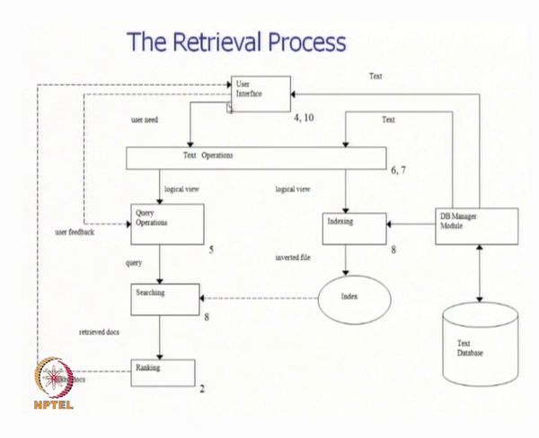Okay, so, proceeding with the material. The retrieval process happens in this way. The user interface takes in the query. The query is an expression of the user information need. The text operations take place on the query. There is a logical view of the text operation, that means essentially keywords.